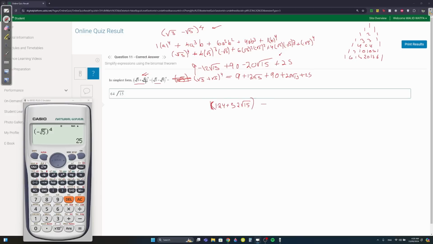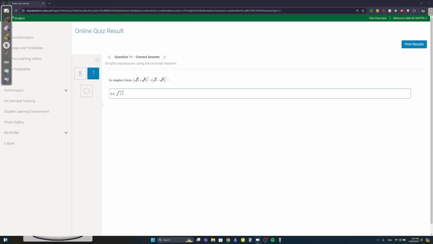So minus now the second expansion. This is going to be how much? 9 plus 90 plus 25 is again 124. But minus 12 minus 20 is minus 32 radical 15, right? Okay, so distribute the negative, right? Because we're minusing by all of this. It's going to become 124 plus 32 radical 15 minus 124 plus 32 radical 15. Cancel, cancel. This plus this, 64 radical 15. Okay, this one's a bit more annoying, but it is what it is, guys.